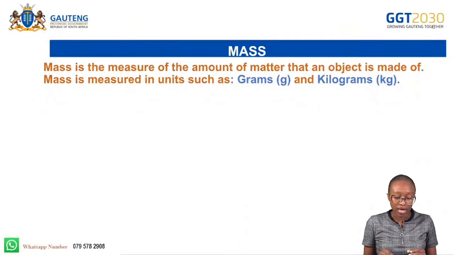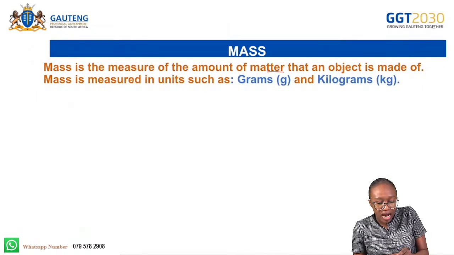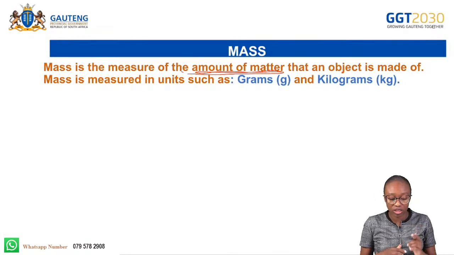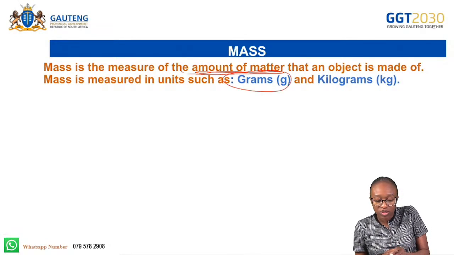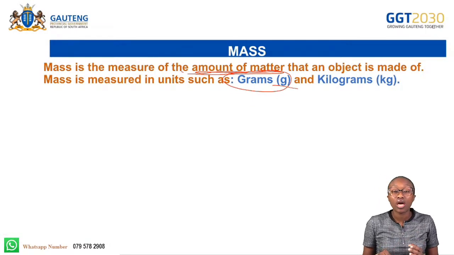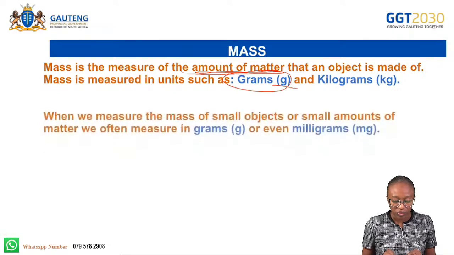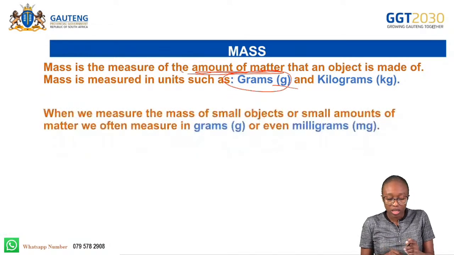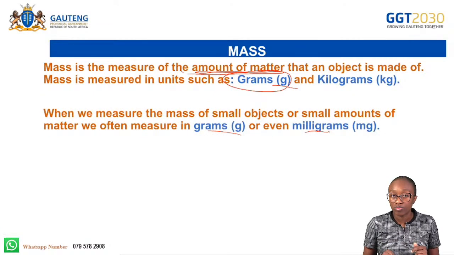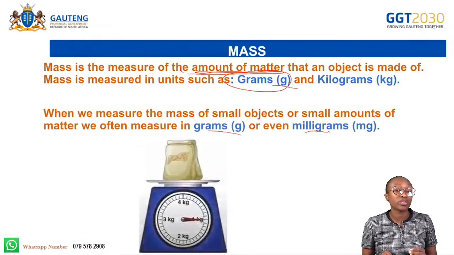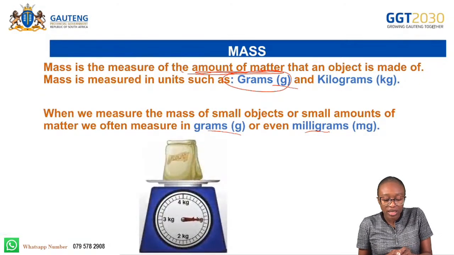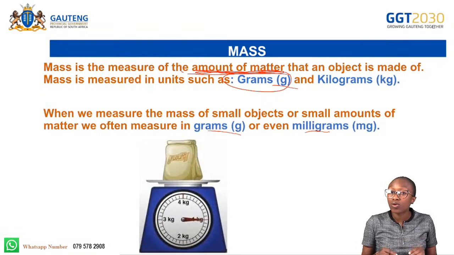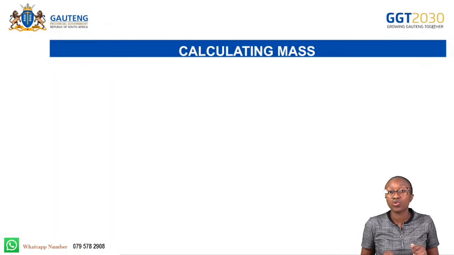Now let's start off with mass. So mass is the measure of the amount of matter that an object is made of. And mass has units. What are they? Mass is measured in units such as grams and kilograms. So for grams, we use the small letter g, and then for kilograms, we use kg. Now, when we measure the mass of smaller objects, we will often use grams or even milligrams, which is mg, and we use scales to measure the mass of objects. So when we say we are measuring the mass of an object, we are actually measuring the amount of matter that an object is made of. So that is what we'll be doing when we're measuring mass.